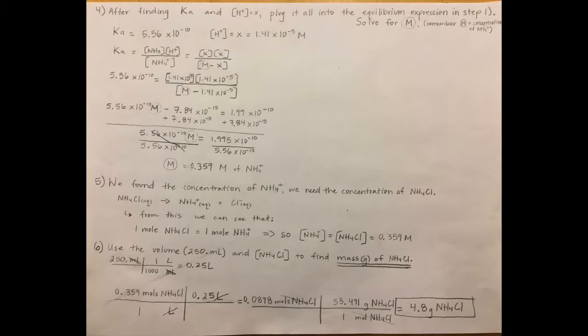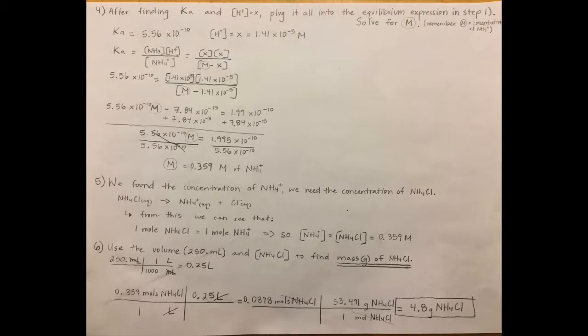The concentration that we just found is of ammonium, but we need the concentration of ammonium chloride. By looking at the dissociation equation that we wrote in step 1, we can see that 1 mole of ammonium chloride is equal to 1 mole of ammonium. So that tells us that the concentration of ammonium is equal to the concentration of ammonium chloride, which is 0.359 molarity. The final step of this problem is to use the volume and the concentration of ammonium chloride to find the mass in grams of ammonium chloride.